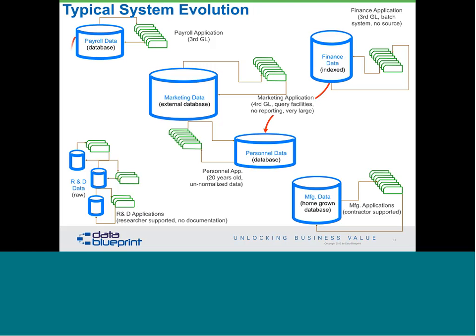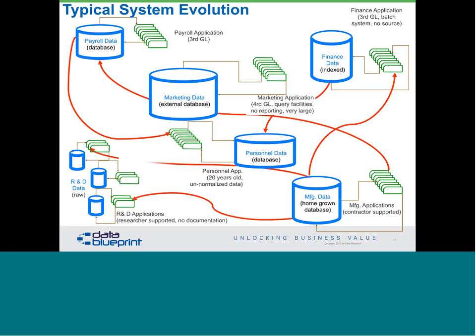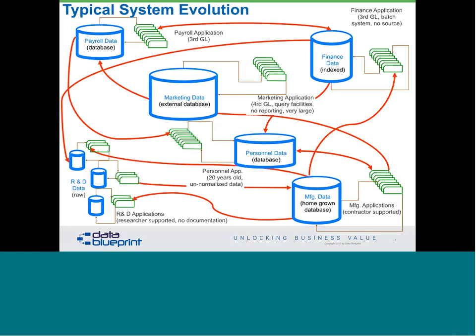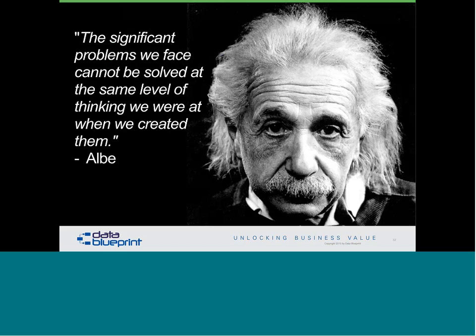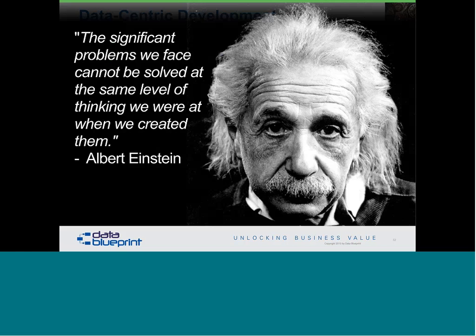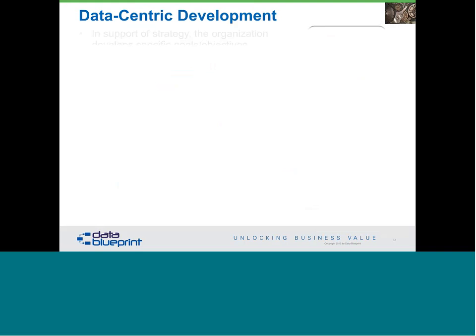But as soon as you try to start tying these things together, it becomes very problematic, and you win the game of Twister by not falling down, which is a very low standard in this domain. We'd like it to be easier. And of course, Einstein is the one who articulated it so well. The significant problems we face cannot be solved at the same level of thinking we were at when we created them.